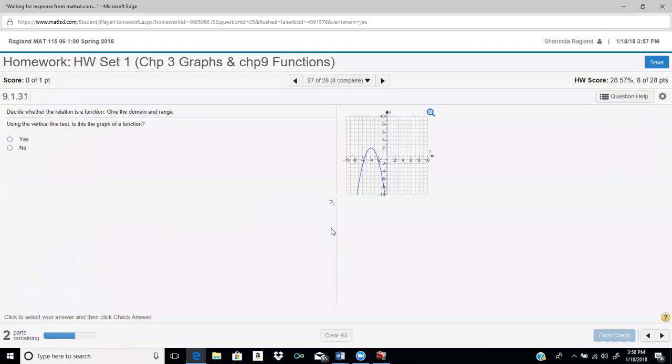All right, so now we're getting into bending, we get into curves. Non-linear functions or equations, and we have to determine whether the relation is a function, and give the domain and the range. It says using the vertical line test, is the graph a function? So let me capture this, put it on the board.